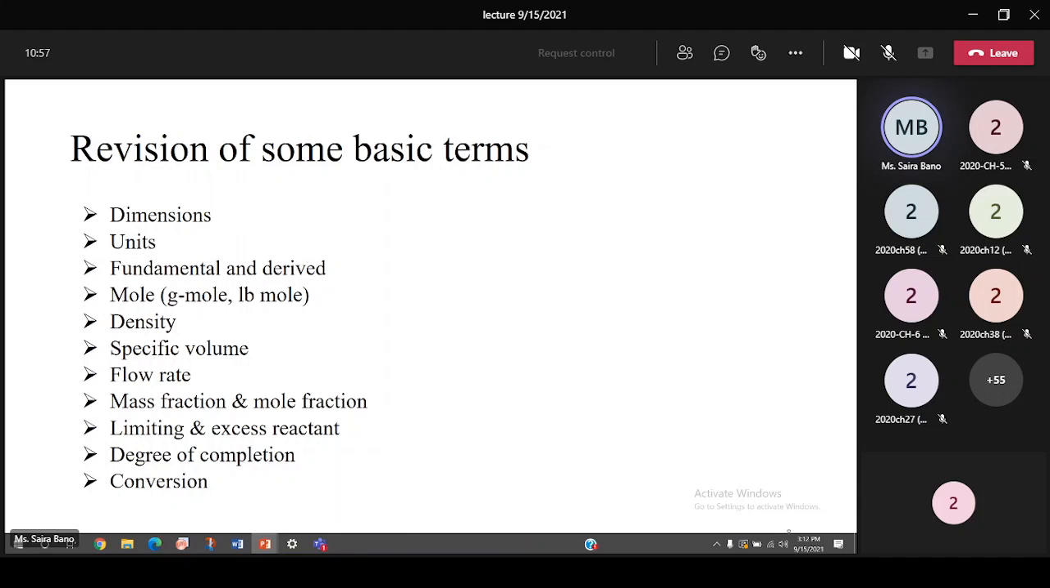So next is mole fraction. Same goes with the mole fraction. If you have some mixture and you want to find the mole fraction of a component, then it will be equal to moles of that particular component divided by total moles of the mixture. And if you want to convert it to the percentage, you have to multiply it by 100. So mass percentage and mole percentage can be easily calculated.